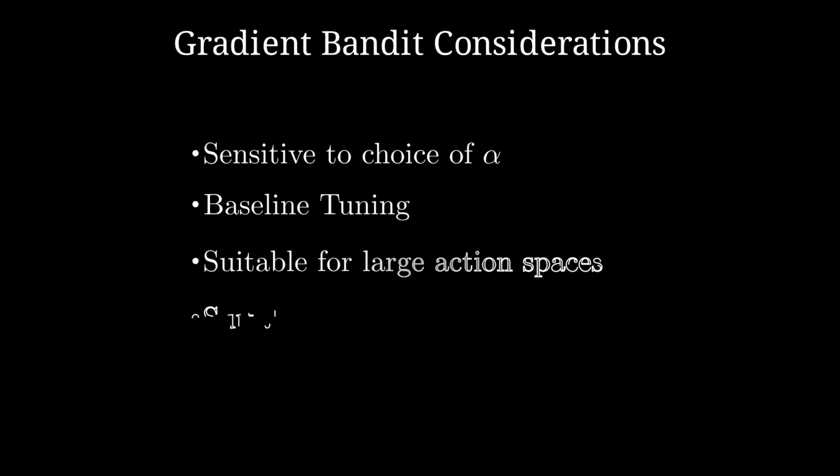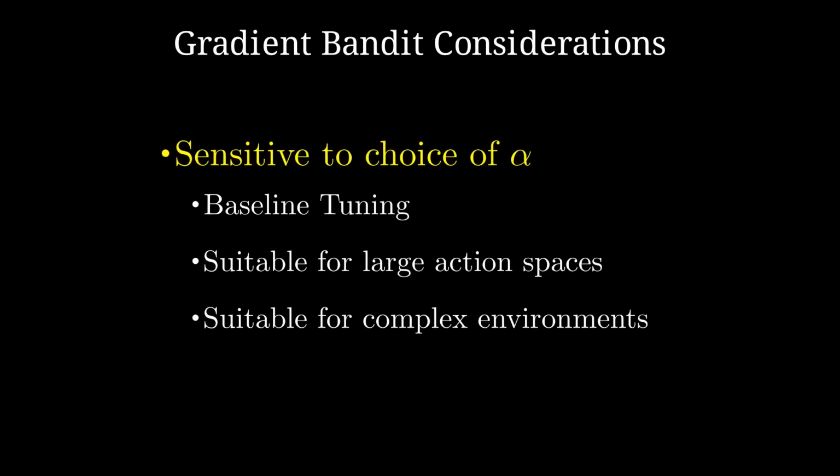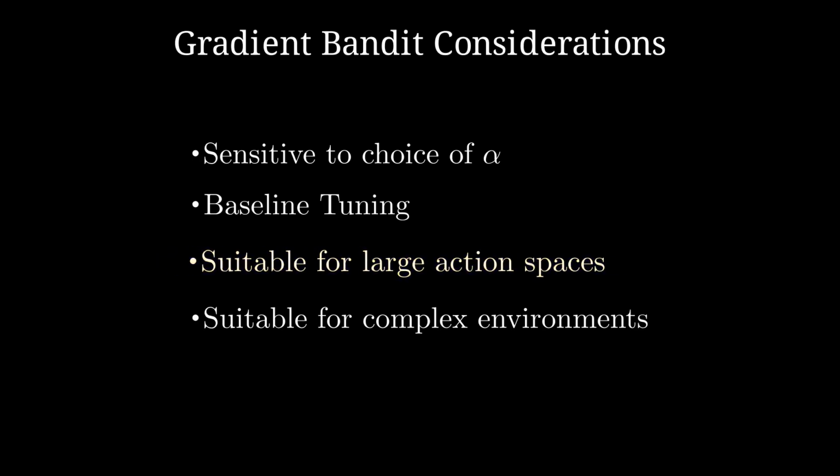Gradient bandit algorithms can compete with other methods but are highly sensitive to the step size alpha. If alpha is too high or the baseline poorly tuned, preferences may oscillate, leading to instability. These algorithms may also converge more slowly than Epsilon-Greedy methods in some cases. However, gradient bandit algorithms excel in problems with large or continuous action spaces or when directly optimizing a performance metric. By focusing on reward maximization rather than action value estimation, they are well suited for complex environments.